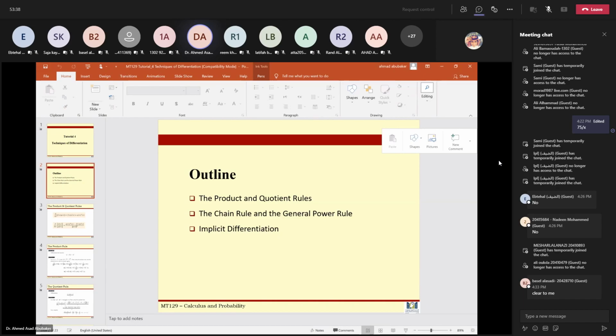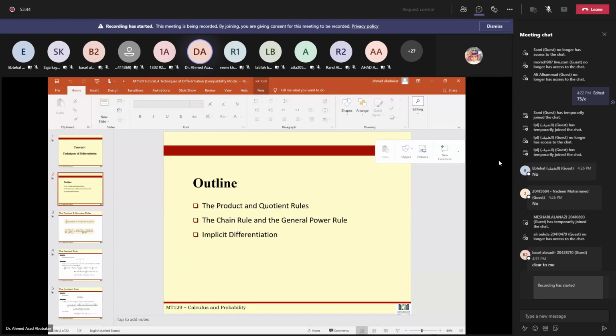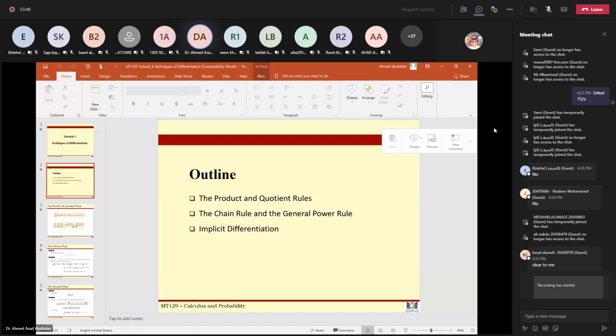In tutorial number 4, we have 4 main subjects. How can we find the derivative of a product of two functions, and the derivative of a quotient of two functions? This is called the product rule and quotient rule. Also, we have the chain rule and implicit differentiation. Okay, these are the 4 main subjects.